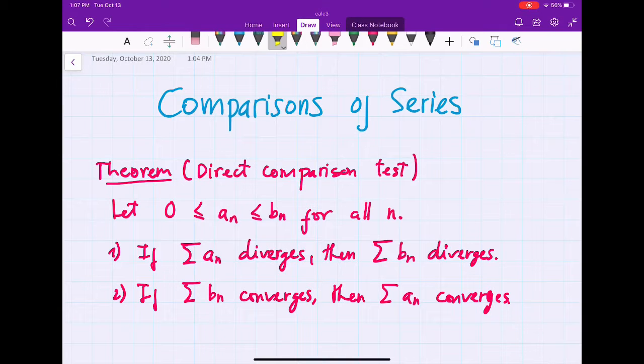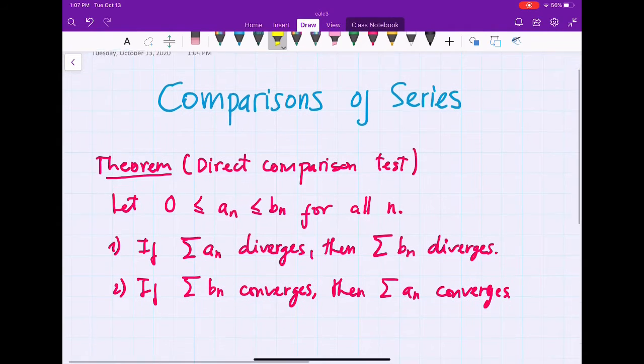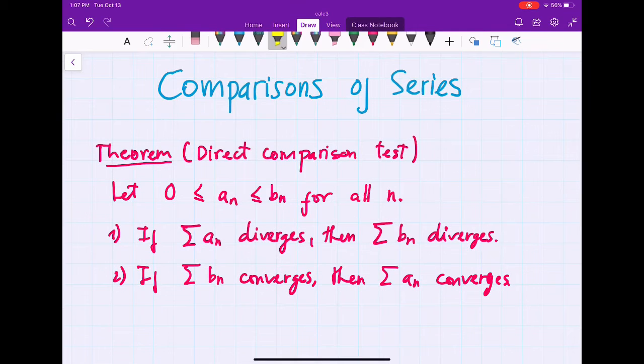Hello, in this video we study comparisons of series. Let's consider the following theorem before we move to examples. Suppose that you have two series, the sum of a_n and the sum of b_n, such that a_n and b_n are non-negative and a_n is less than or equal to b_n for all n.